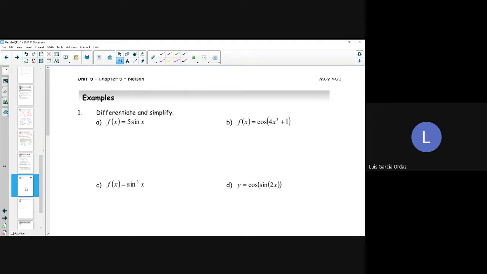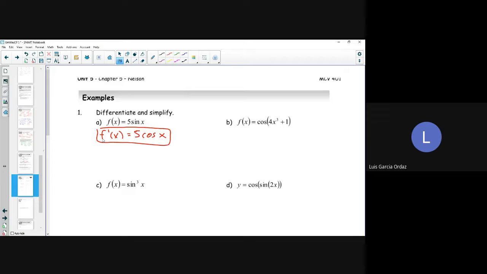So the first one is f of x is equal to 5 times sine of x. We don't have any g of x function on the right side of sine x, so I'm simply just going to take the derivative of sine x. So my derivative is 5 times cos x. Let's start off pretty easily.